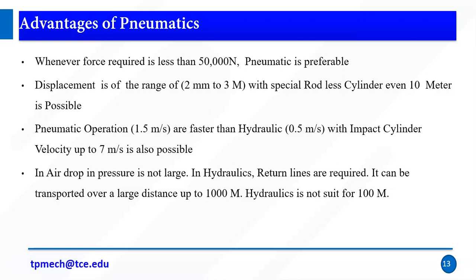Another one is that the air pressure drop is not large. In hydraulics, return lines are required. Air can be transferred over a long distance, up to 100 meters. Hydraulics is not good for 100 meters, right? If you want to transport over a very long distance, we can transport the fluid with the help of pipes, but for 100 meters or more, generally we use pneumatics because if leakage happens, it won't affect humans. So we never use hydraulic return lines for such distances. This is one of the advantages.